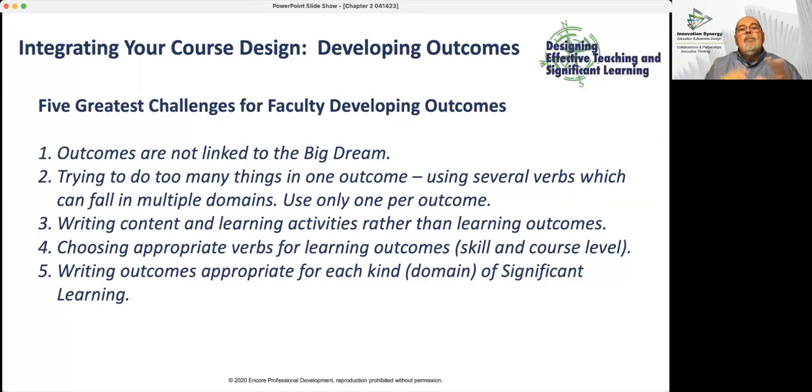Sometimes they tie too many things in one outcome. In other words, they use several verbs that can fall in multiple domains. It's confusing for the faculty member or the designer. It's confusing for the students. So one of the things you want to do, at least when you're putting this together and you're planning the design, is use one verb per outcome.